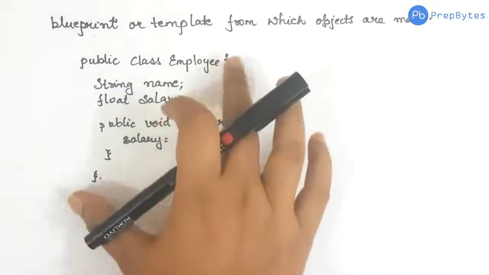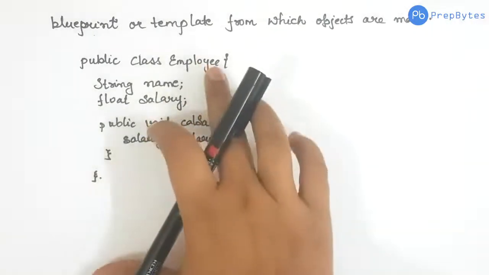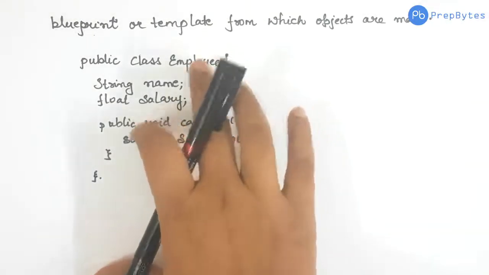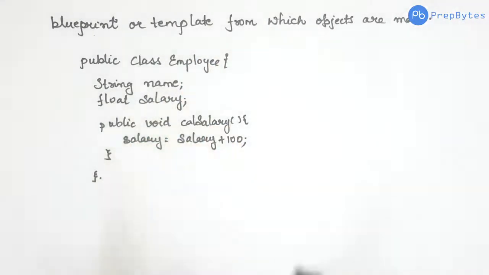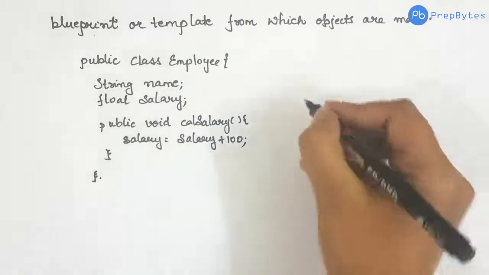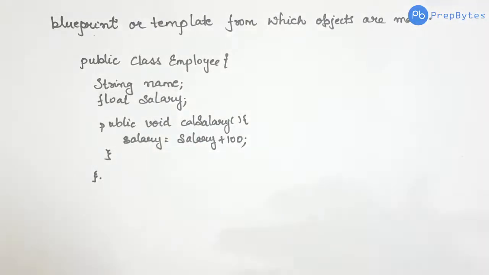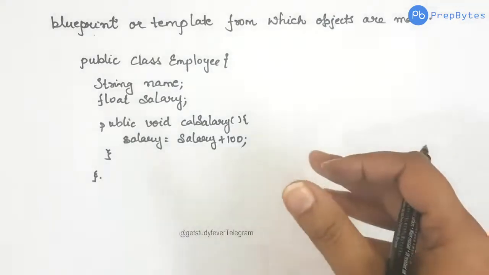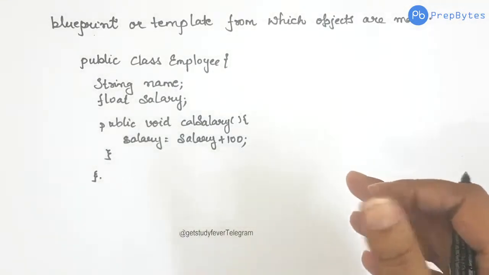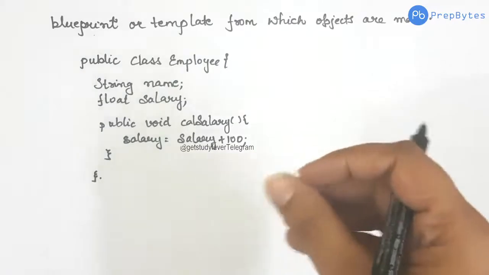Similarly here, this is just a blueprint that there's an employee, and employee will have name, salary, and calculate salary. Now let's say there is an employee called Ram. If I create the object Ram, we will see how we create objects, and how we go about creating new objects. So let's say there is an employee called Ram.